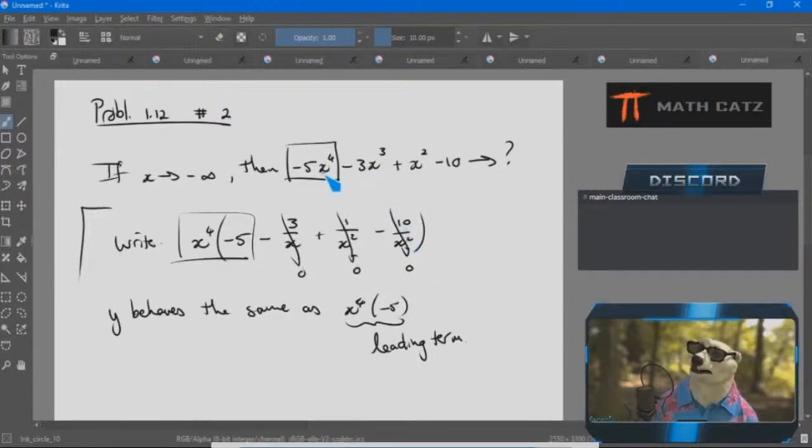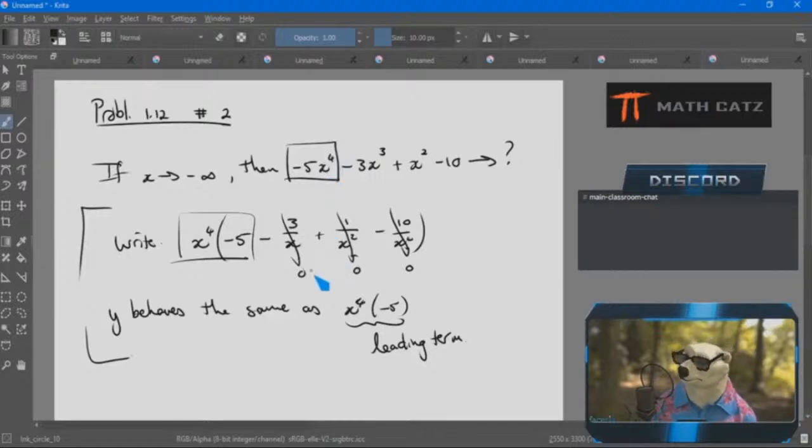In comparison to the leading term, when x is big enough in size, these other terms are negligible. They're so small. So when I look at a polynomial and the long-term question, I only need to look at what its leading term does. And that leading term is a basic transformation of a function I should know. So now we know what -5x to the 4 would do.